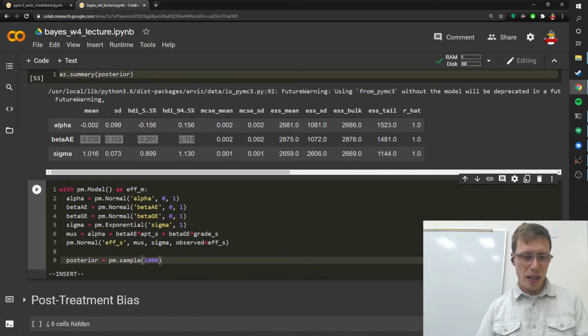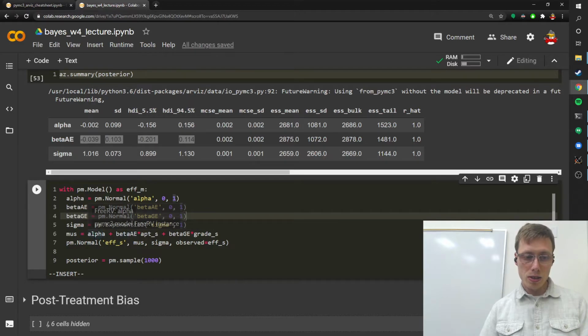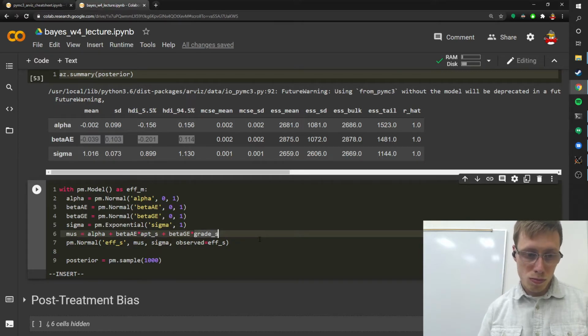We have the alpha and beta, and it looks like I used slightly wider priors. I could switch this to be consistent with the book, 0.2, 0.5. It doesn't matter, right? We have enough data to overwhelm them. And now, okay, here's our multiple regression where we have our effect of aptitude on effort, and then also the grade on effort, right?